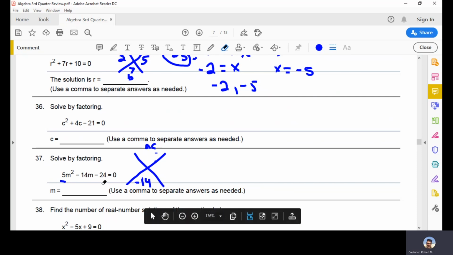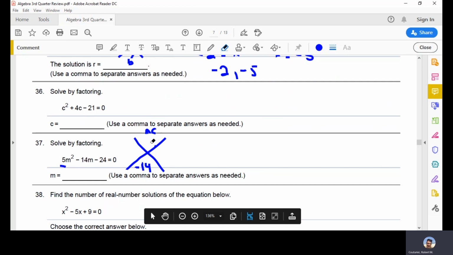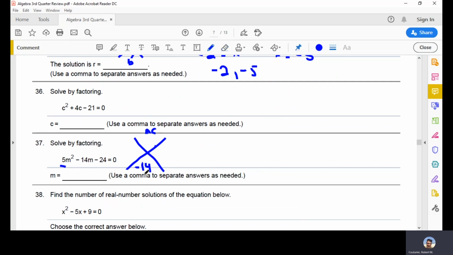C is negative 24 and A is 5. So in the AC method, what we have to do is multiply A times C. So negative 24 times a positive 5 is going to be a negative 120.